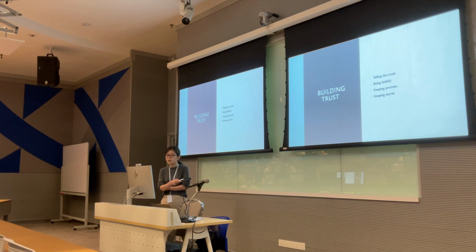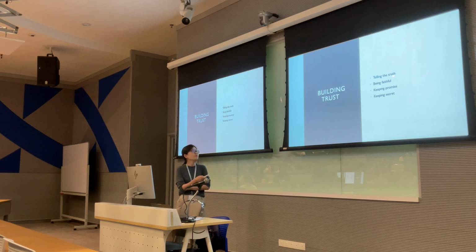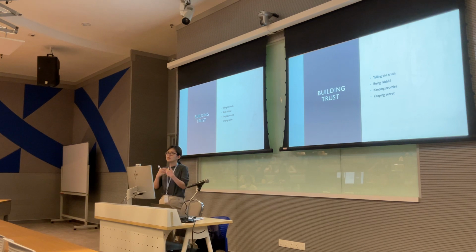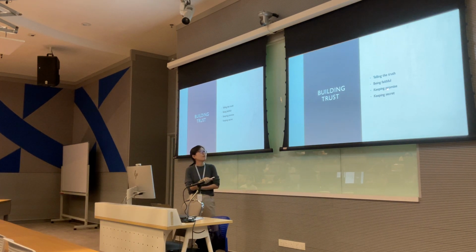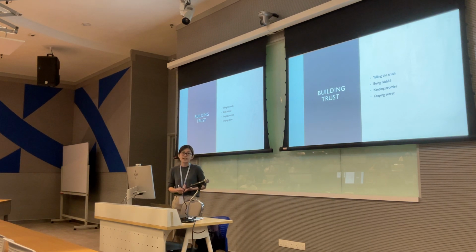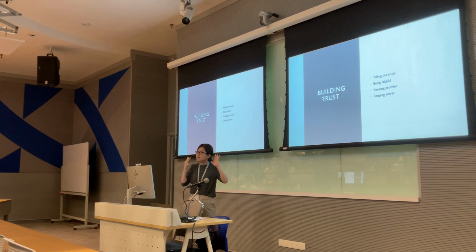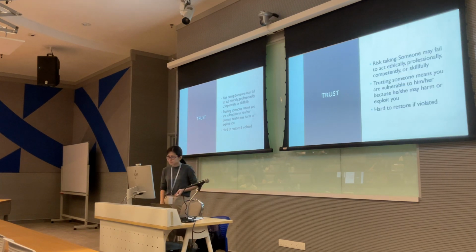So in order to build trust, you need to tell the truth and be faithful. Being faithful means being loyal. Please make sure you behave in a manner that people respect you, keep your promises, and keep secrets. Keeping secrets involves the privacy of an individual, and keeping promises involves confidentiality. We will see each of these in more detail in the following slides.